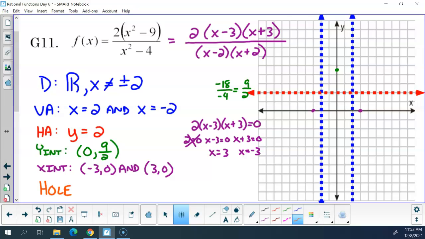Do we have a hole? Is there a hole in this graph? No, we didn't factor anything out, so there's no hole. Okay? Now, logic question. Do I have enough points to draw my graph? Yeah. You do? Ready for it?